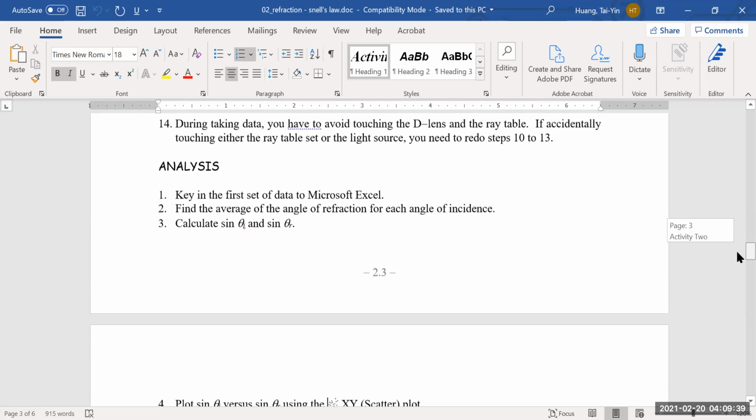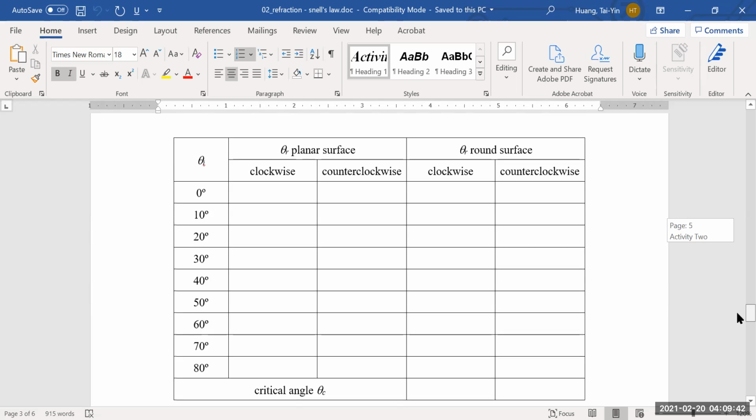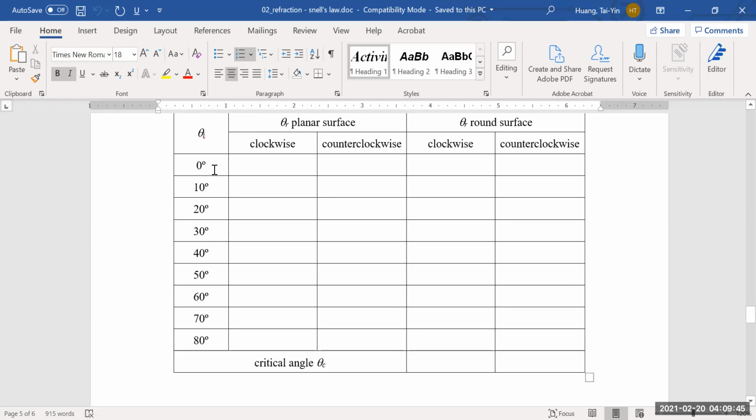Let me scroll down to let you see the data table. We're going to organize the table like this. You have the angle of incidence starting from 0 all the way to 80 degrees in 10 degree increments. You're going to do the scenario when the light ray is in the lower index of refraction, and this other one is when the light ray is coming from the material that has a higher index of refraction. Then you're going to do clockwise and counterclockwise, and find the average value, very similar to our lab 1.